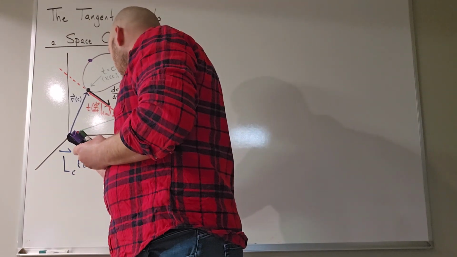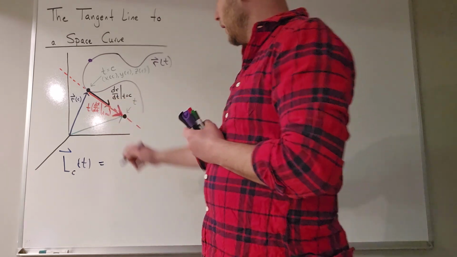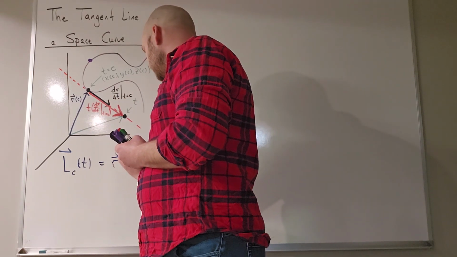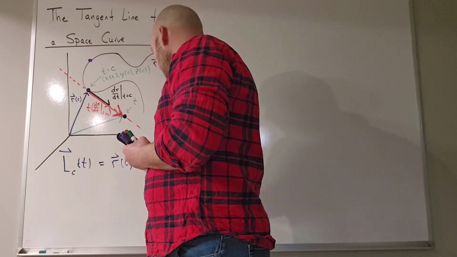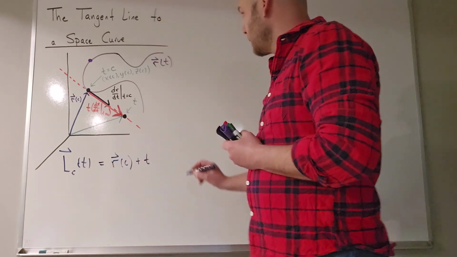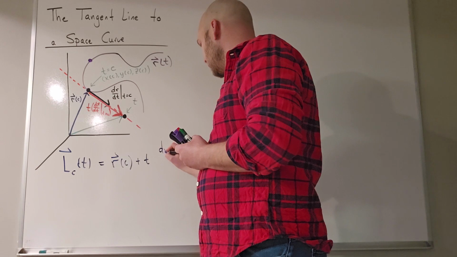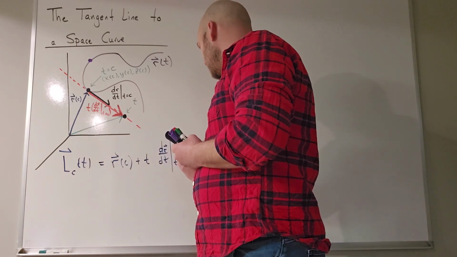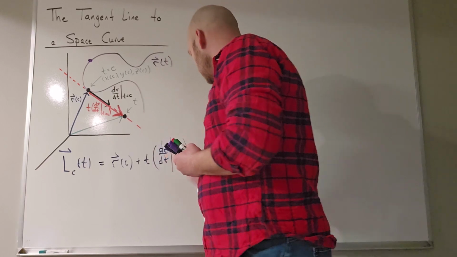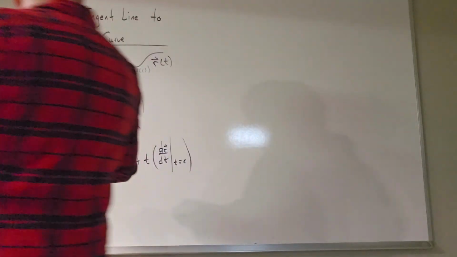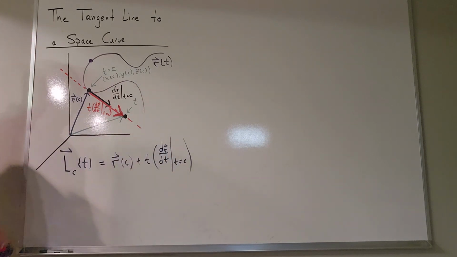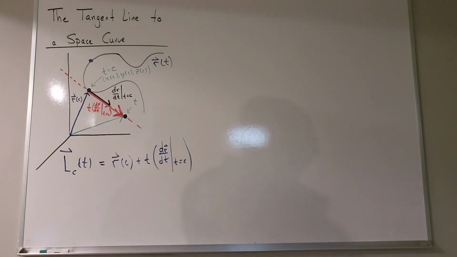And the formula for that, again, I evaluate r of C, and then plus t times the quantity dr dt evaluated at t equal to C. And this is my formula for the tangent line. So let's do an example.